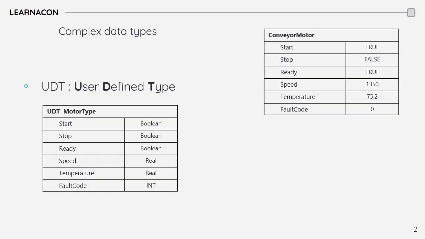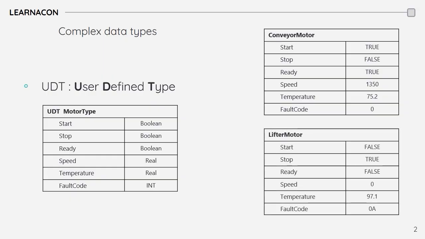The defined UDT will be added as a model to the library of your application project. As soon as you create an instance of this type, a memory space will be allocated for UDT elements, and you can assign values to them, like conveyor motor and lifter motor in this example.